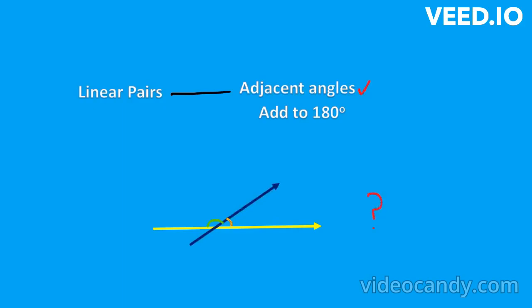Now, are these two adding up to 180 degrees? Yes, because they are lying on a straight line. So they make up 180 degrees together. So these are linear pairs. These angles are linear pairs. Let's take one more example. One line here and another line cutting this line, intersecting this line. Let's draw one more line in between.